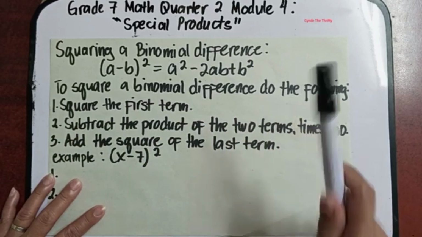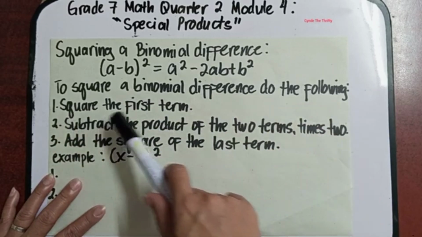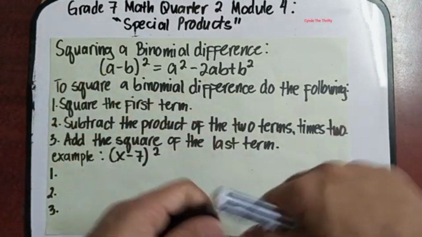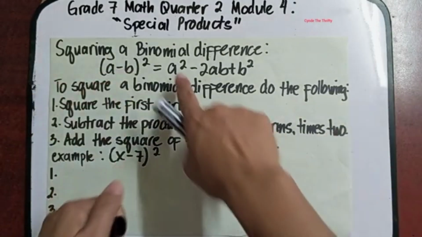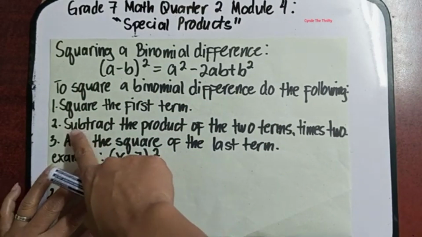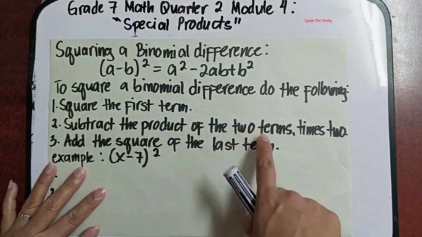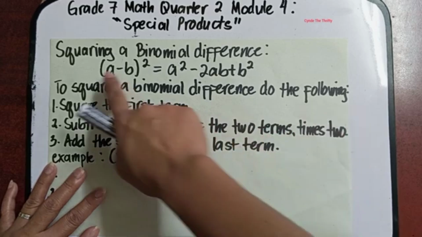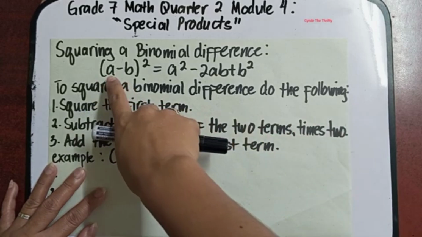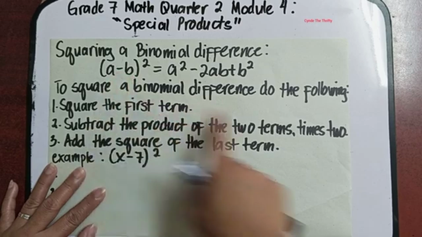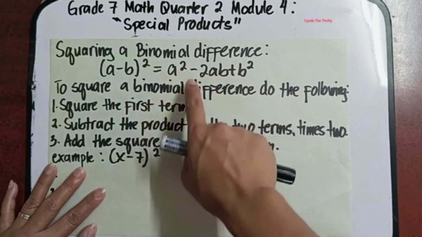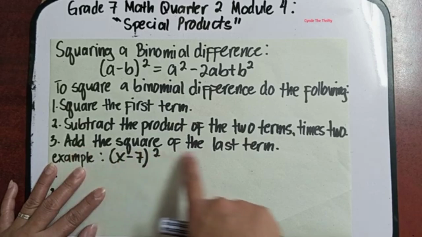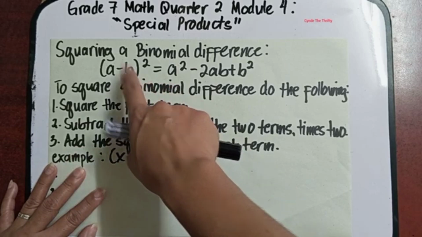Gagawin natin ito. So, first, square the first term. So, ang first term natin is a. So, ibig sabihin, i-square natin si a. Kaya, a squared. And then, second, subtract the product of the two terms. I-subtract natin ang product ng two terms times 2. Ibig sabihin, ang term natin is a and b. So, i-multiply natin siya times 2, tapos i-subtract natin. Kaya, minus 2ab. And then last, add the square of the last term. So, ang last term is i-square natin siya.